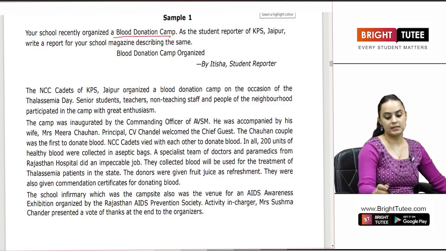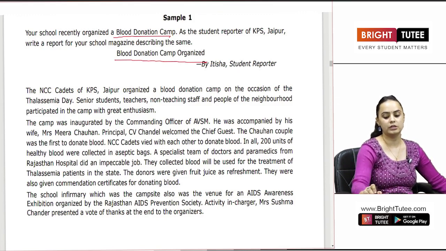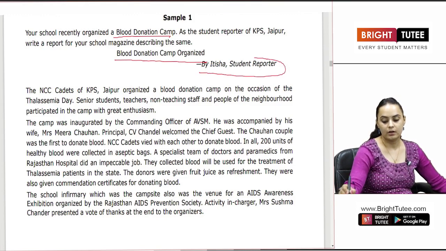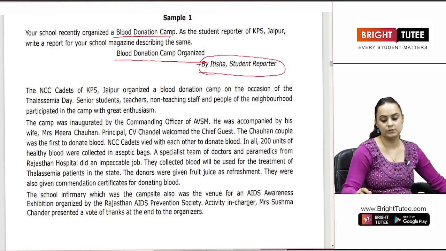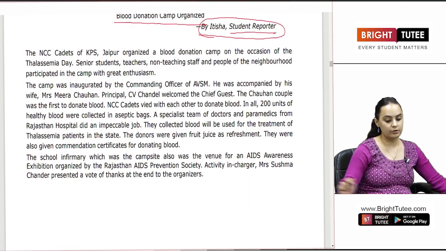So, first is the headline, the title. What is the title? Blood donation camp organized. Then comes your byline. Who has organized it? By Itisha, the student reporter. Now we start writing our report.